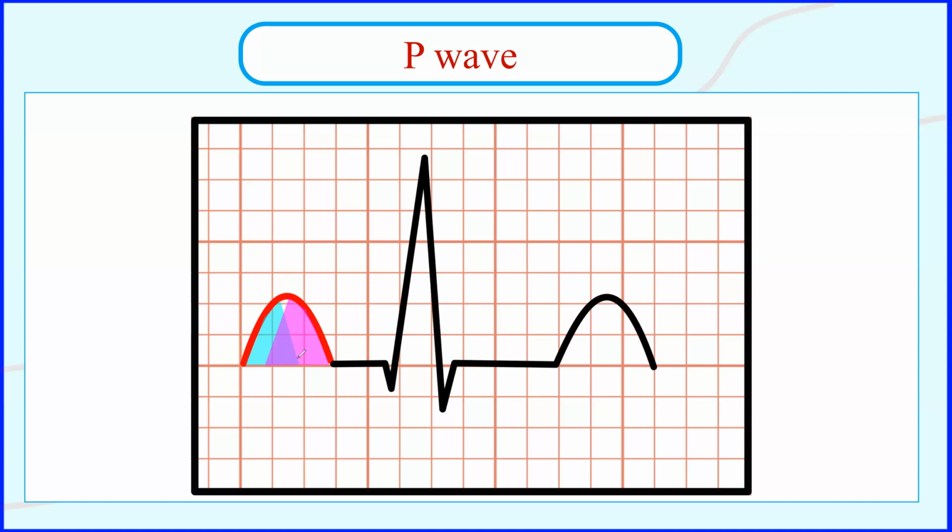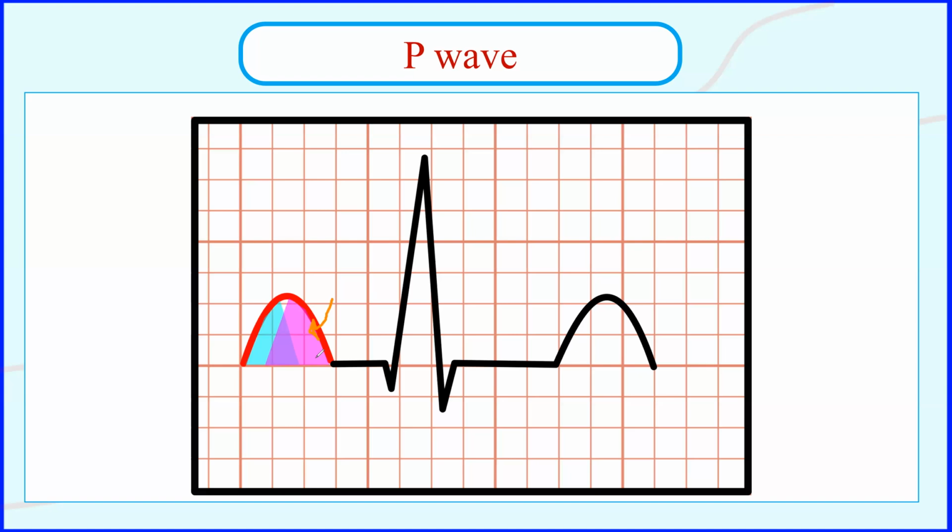Now, let's continue with the normal. We said the first half of the P wave is coming from the right atrium. How about the second half? The second half is actually coming from the left atrium. So the electricity is traveling from the right atrium to the left atrium, and when it reaches the left atrium, it will give me the second half of the P wave.